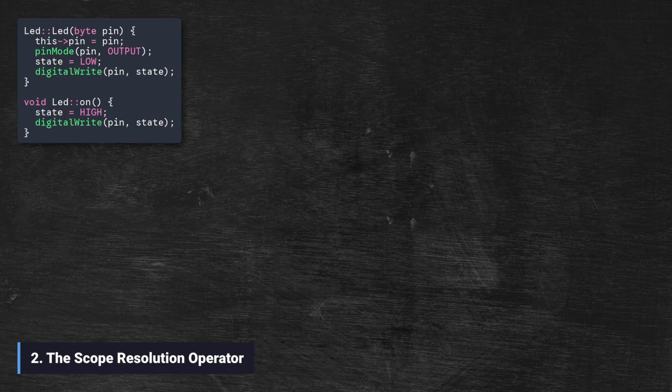To tell the compiler that these functions belong to our LED class, we use the class name followed by 2 colons. This is called the scope resolution operator. Without it, the compiler would think these are just regular global functions.